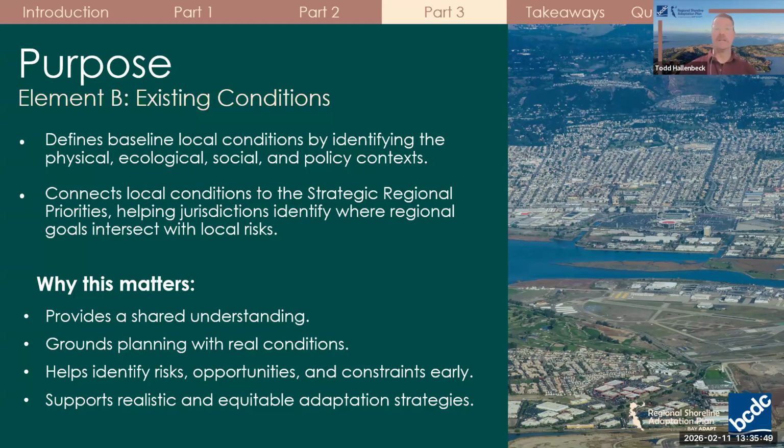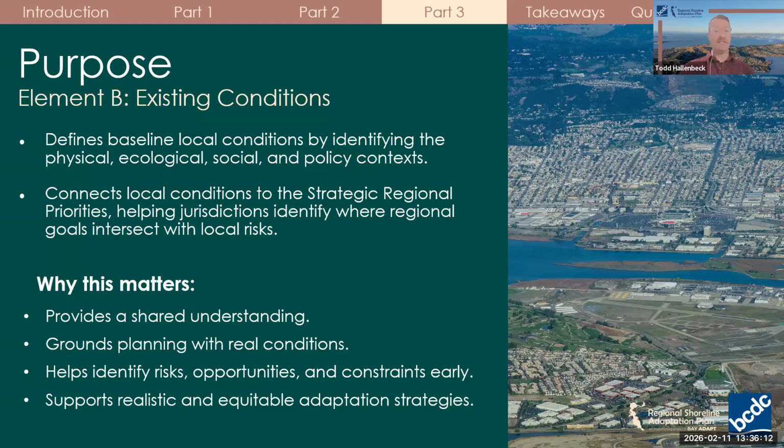Element B also helps connect local conditions to the RSAP's strategic regional priorities. The information documented here helps jurisdictions understand how those regional priorities show up locally, where risks are concentrated, and where there are opportunities to align local action with regional goals.